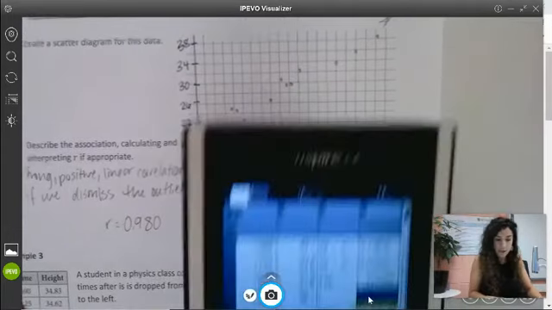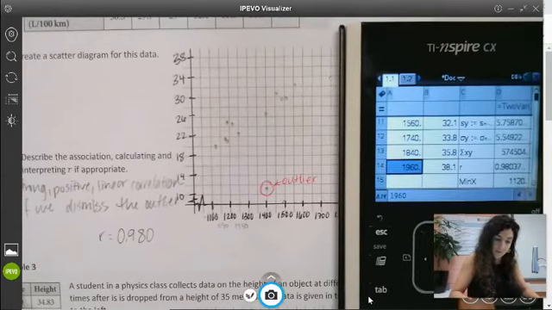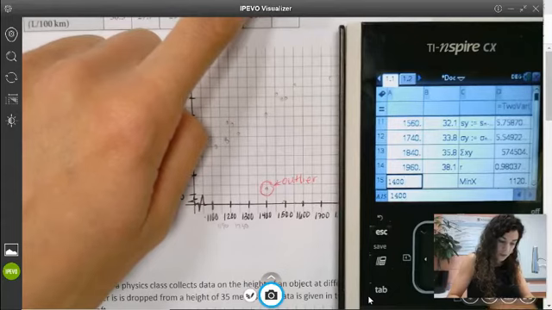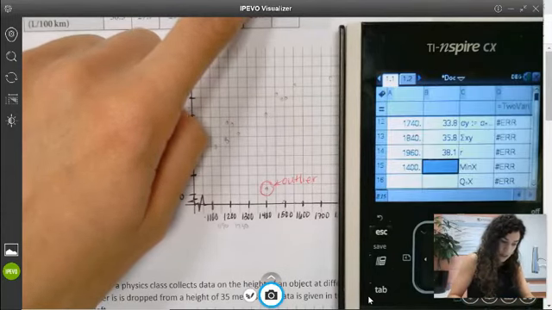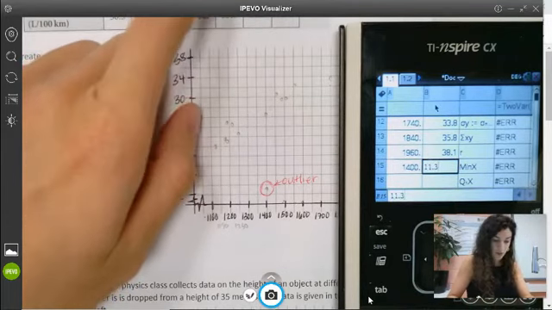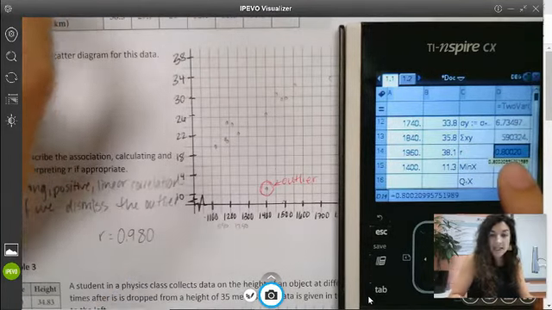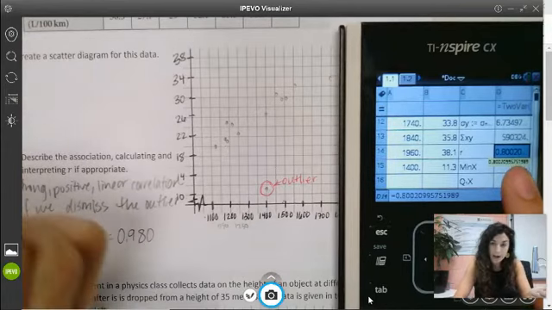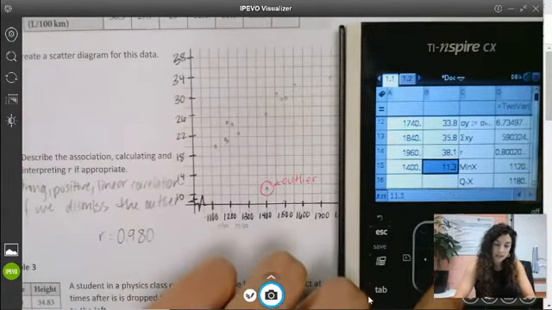Now, if we were to put in the outlier, so go back in here and put in the outlier, which is 1400 and then 11.3. It says error here because I don't have something matched up with it. But now that I press enter, it's added in and it makes it significantly less strong. It's now closer to more of a moderate range. So it does greatly affect what your outlier is.